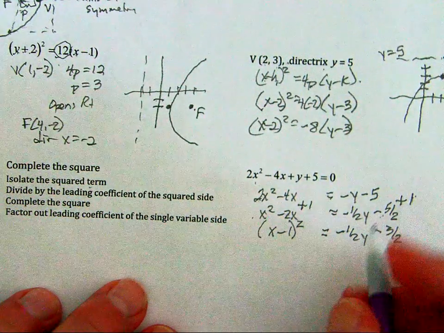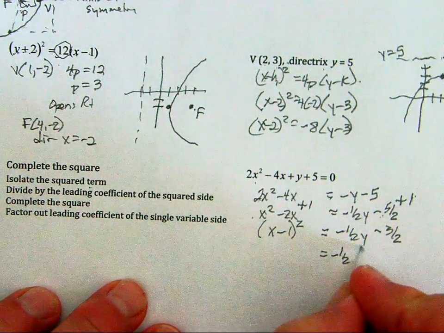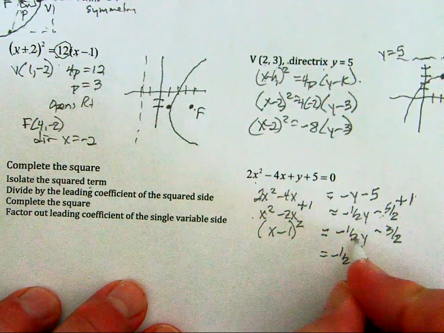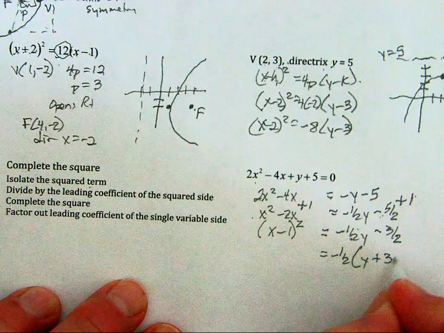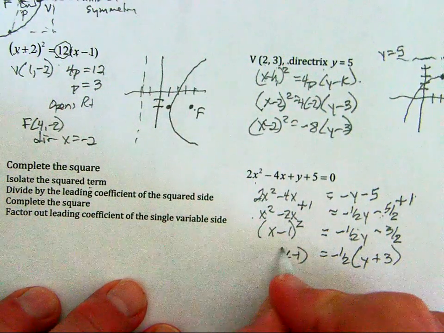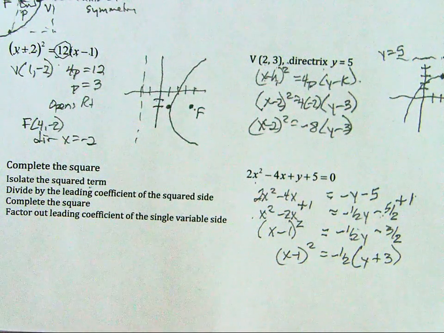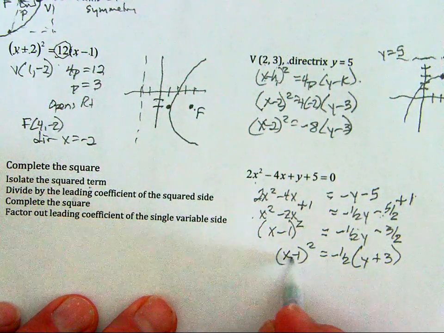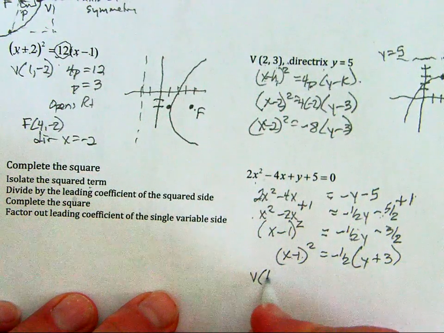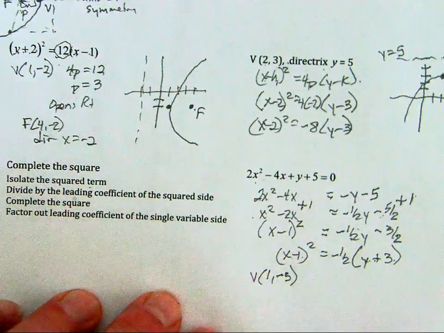Now here we want to factor this negative 1/2 out. So if I divide by a negative 1/2, a negative 3/2 divided by a negative 1/2, well, 3 divided by 1 is 3, so that's going to be a positive 3. So our equation looks like that. So here's our vertex: there's x minus h, so our h is 1. Y minus k is y minus a negative 3. So our vertex is (1, negative 3).